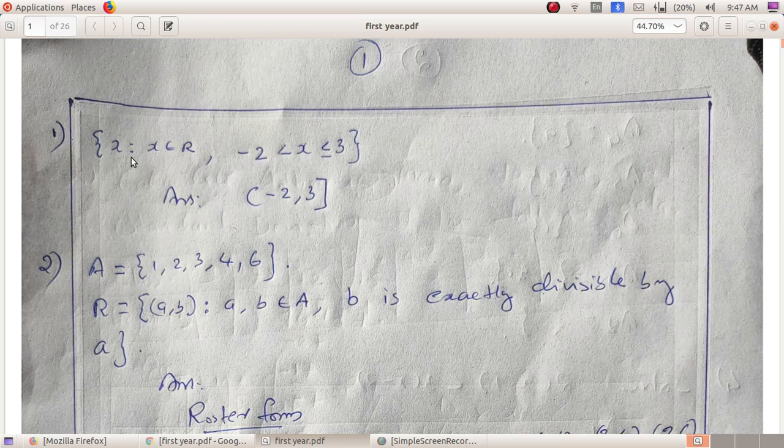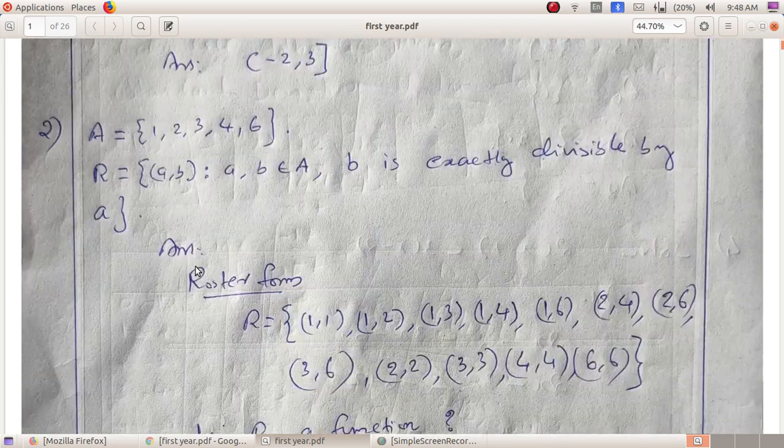Consider a set X such that X belongs to R, minus 2 less than X less than or equal to 3. Its symbol is the semi-closed interval minus 2 comma 3. Here the value of X lies between minus 2 and 3. Minus 2 is not included but 3 is included, since it is less than or equal. So this type of bracket is used beside 3, and here minus 2 is not included, that is why this bracket is used. So its answer is minus 2 comma 3.